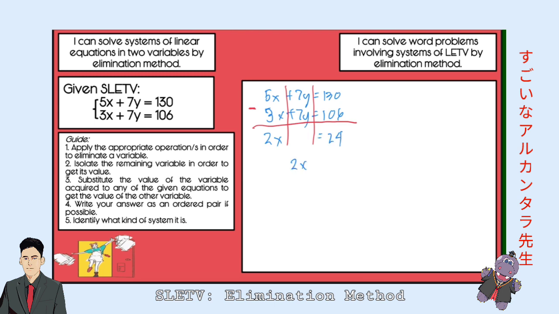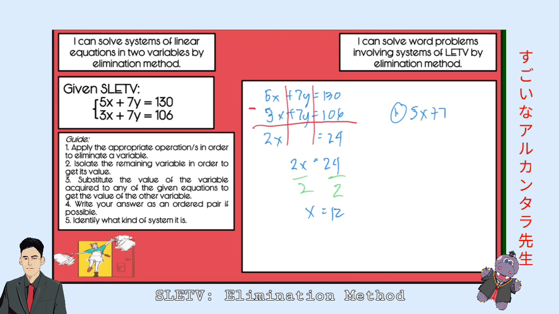So 2x is equal to 24. So divide the entire thing by 2 to isolate the x variable. You will get x is equal to 12. So as you can notice that we have x being 12, we can now substitute that to our equations. So we can use the first one or the second one. Either way, we're gonna have the same answer. So let's have our first one instead.